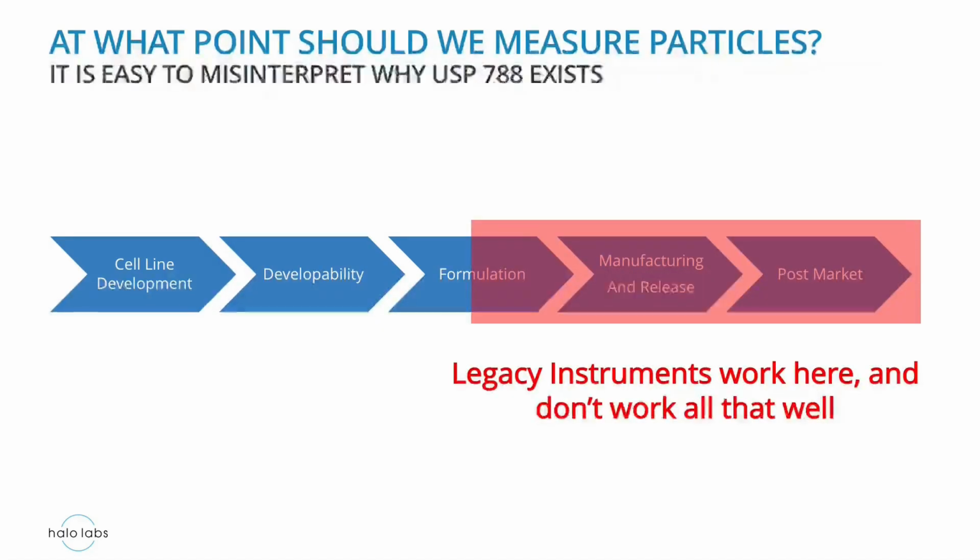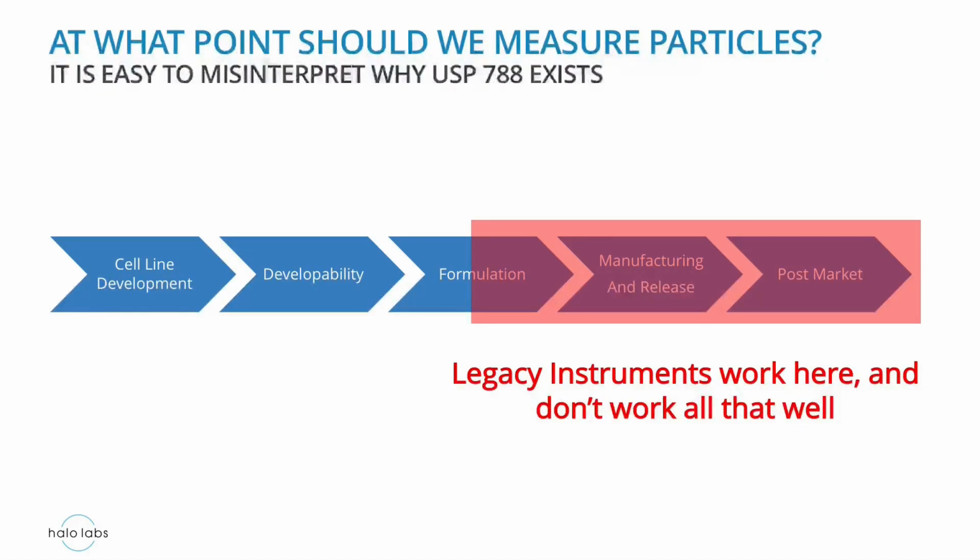Well, most traditional technologies, the legacy techniques, focus on measuring after there's already sufficient sample that has been produced in the pipeline. So legacy instruments work in the middle to late formulation, and they don't really work all that well. And one thing that tends to happen here is that people forget why USP 788 exists in the first place, and that is to mitigate particle formation and particle presence no matter the source.